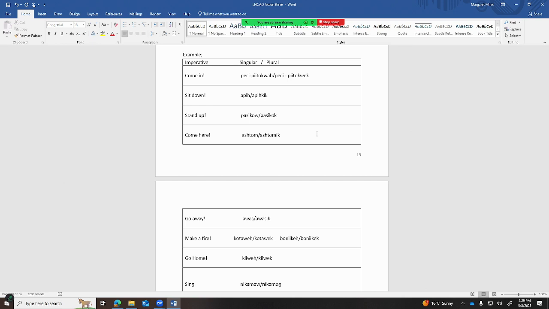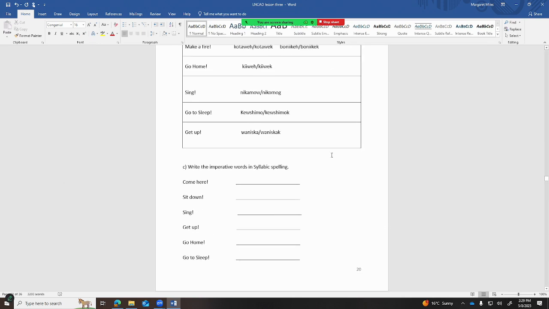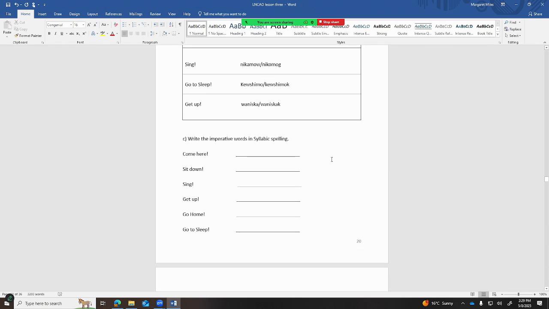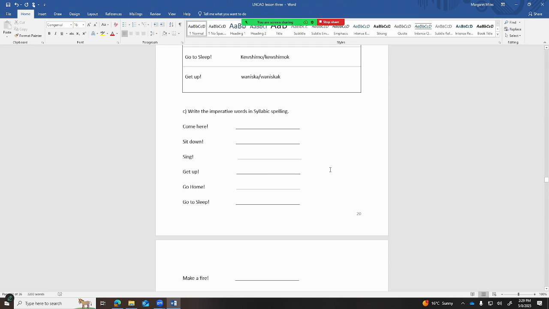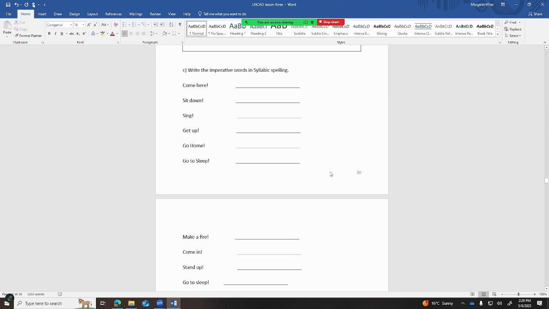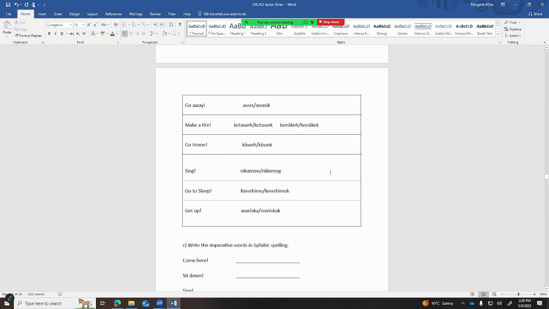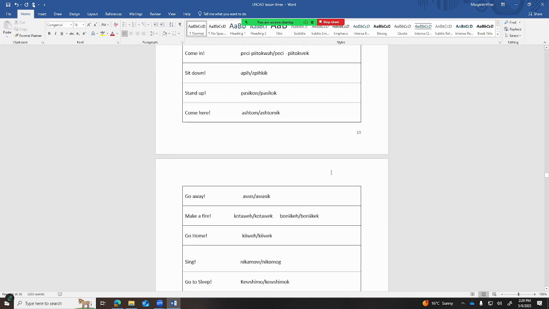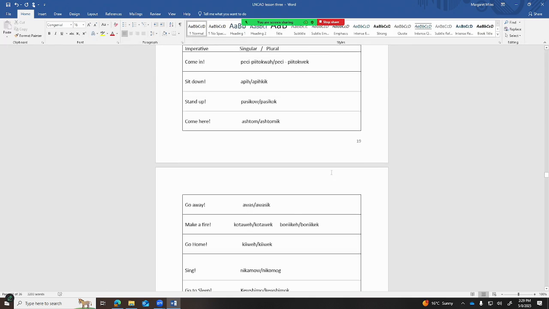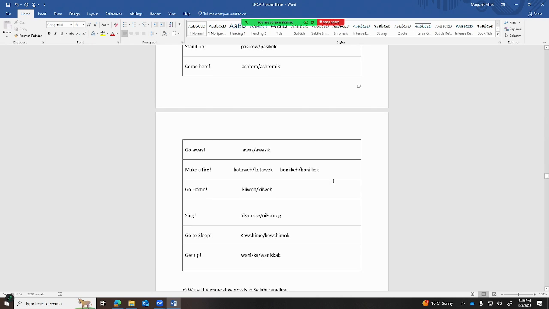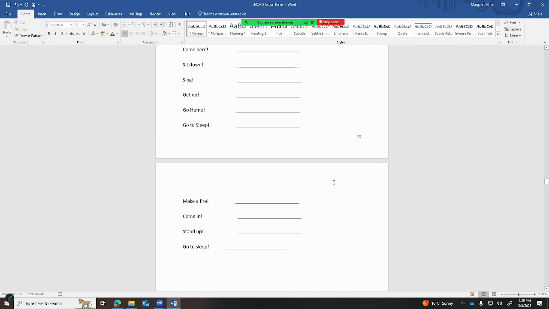So in exercise C, write the words in syllabic spelling. So use the Roman writing to help, and also the syllabic chart.